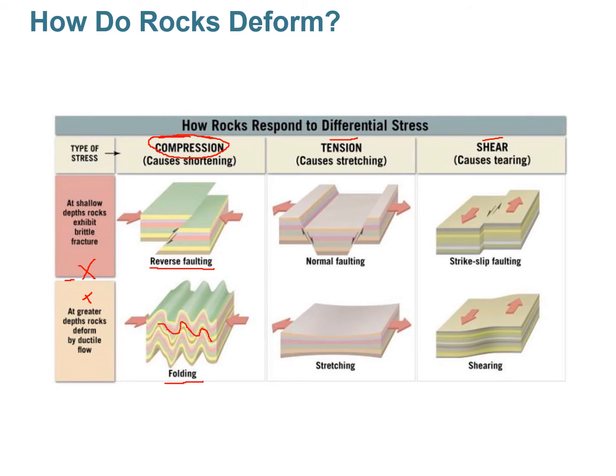If there's tensional stress or pulling apart, brittle behavior will create normal faults where this block falls downwards and these two go up. Okay, in a ductile deformational scenario, you get stretching, so you get thinning of these rocks here. Then if you have shear stress, the brittle deformational example here is a strike-slip fault where two blocks move in the opposite direction. It creates a fault. And then here you'll have stretching.